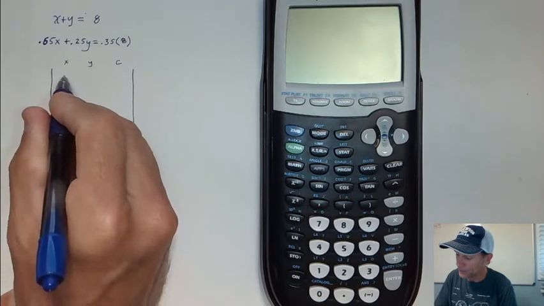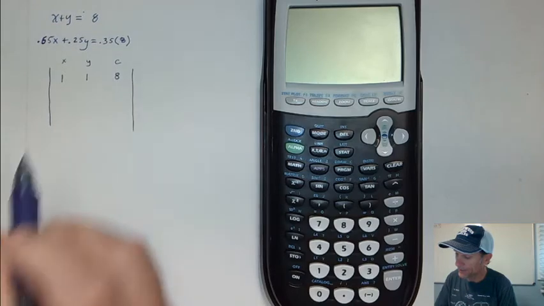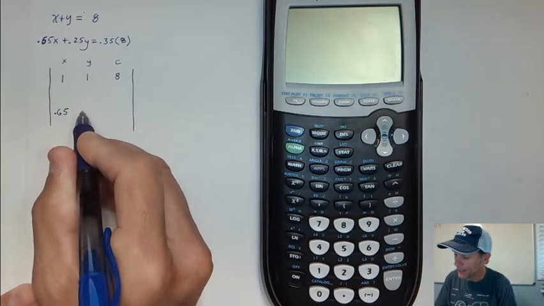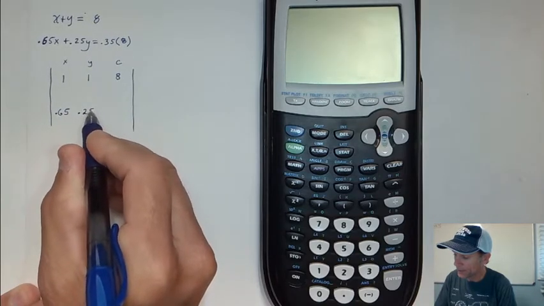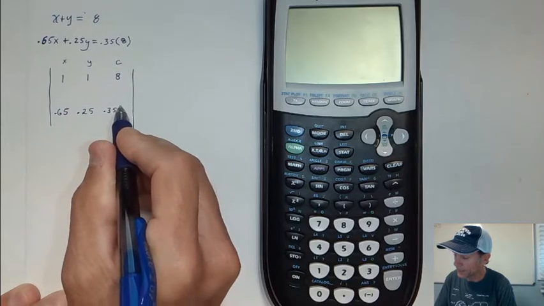So I'm going to take off the coefficients 1, 1, and then the constant value of 8. And then I have 0.65 here and 0.25 for the y value. And then I'm just going to type or write this down for right now, and that's perfectly okay.